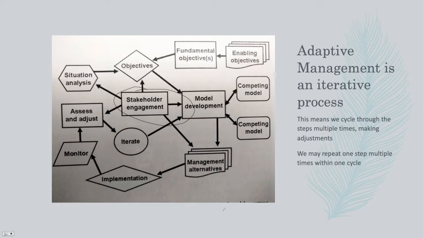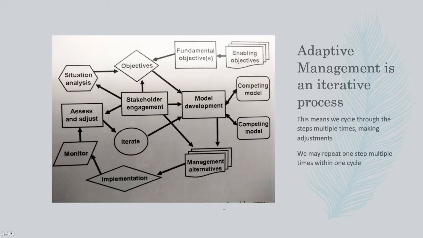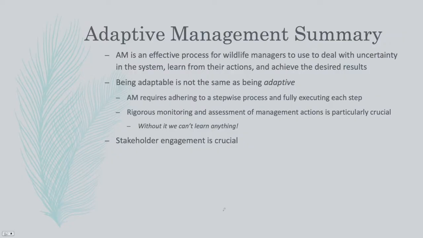Okay, so in summary, this was a really brief overview because we've talked about a lot of these ideas before. But in summary, adaptive management is a very effective process when we're dealing with a system that might have a lot of uncertainty. And we can learn from our actions and then adjust in order to achieve our desired results. Being adaptable is not the same as being adaptive in this context, right? So adaptive management requires adhering to this stepwise process that we've outlined. And you have to go through each step very thoroughly.